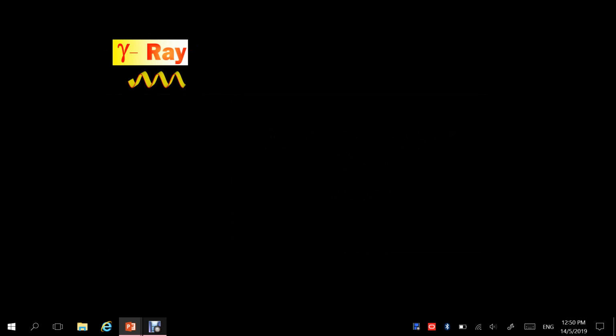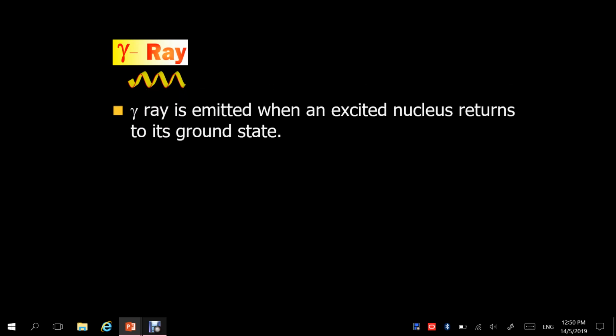Okay, next one, gamma ray. For gamma, it is emitted when an excited nucleus returns to its ground state. So in alpha and beta decay, the recoiling nucleus, the daughter nucleus, usually will be in an excited state after the decay. So they will have to return to ground state. When they return to ground state, energy has to be given out. It's given out in a packet, which we call photon. So a gamma photon is given out.